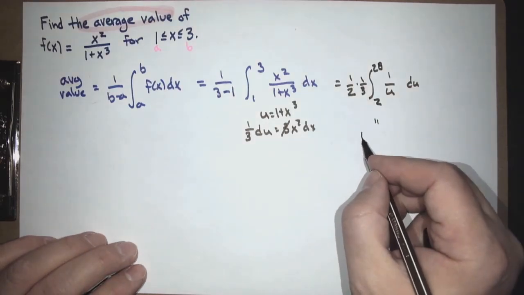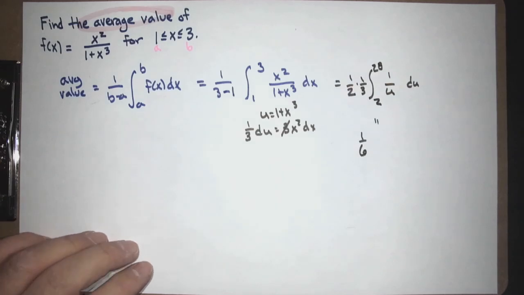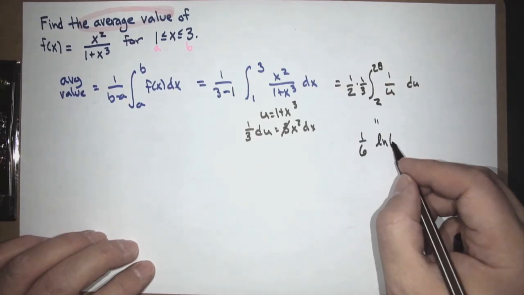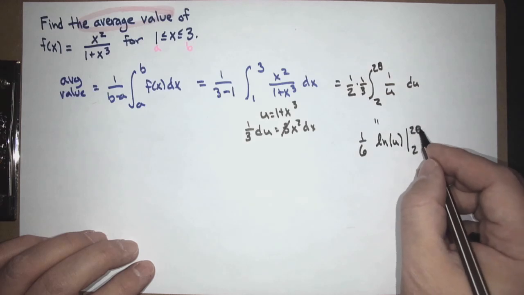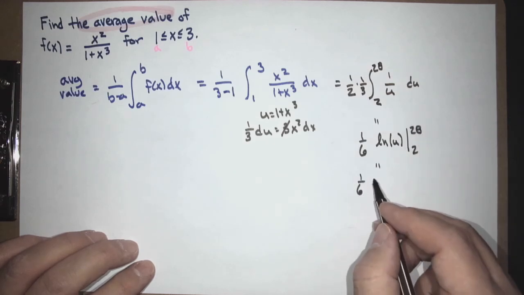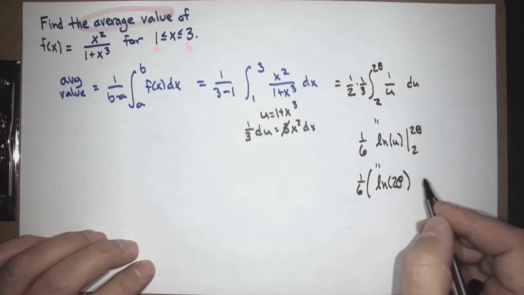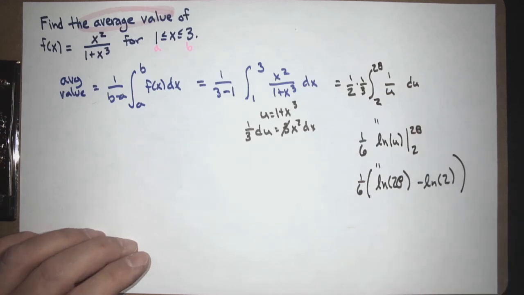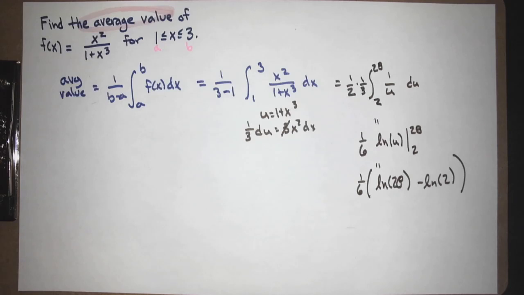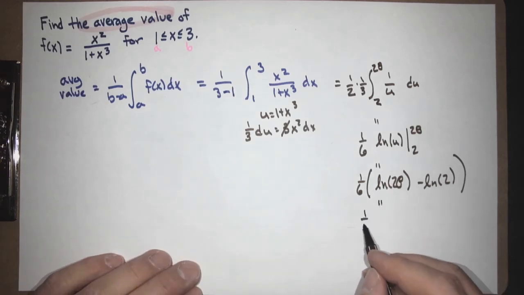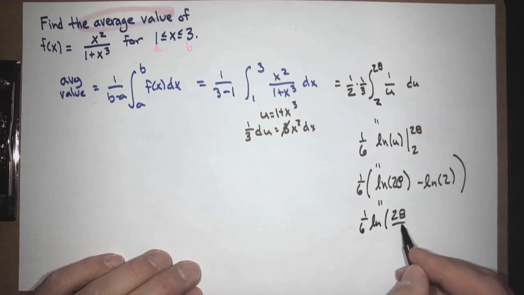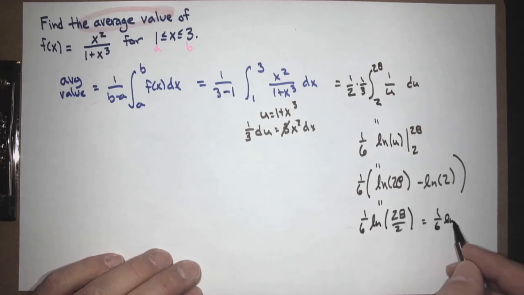So this is equal to 1/6 times the integral of 1 over u, which is natural log u. Good. Evaluate from 2 to 28. So this is 1/6 of natural log of 28 minus natural log of 2. Can we do anything else here? It's good to practice our natural logs. We have a subtraction. 28 divided by 2 is 14, there you go. Subtraction becomes division. So this is 1/6 log 14.